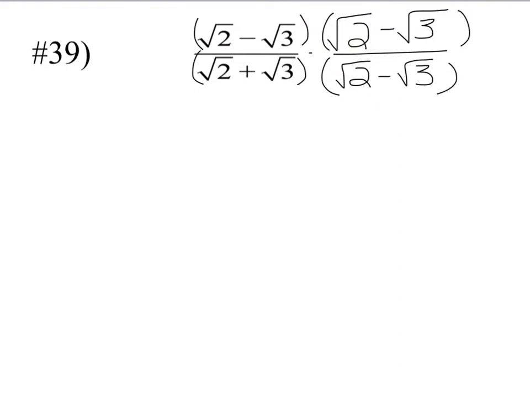But first, we're going to have to do the square root of 2 times the square root of 2, which is the square root of 4. The square root of 2 times negative square root of 3 is negative.